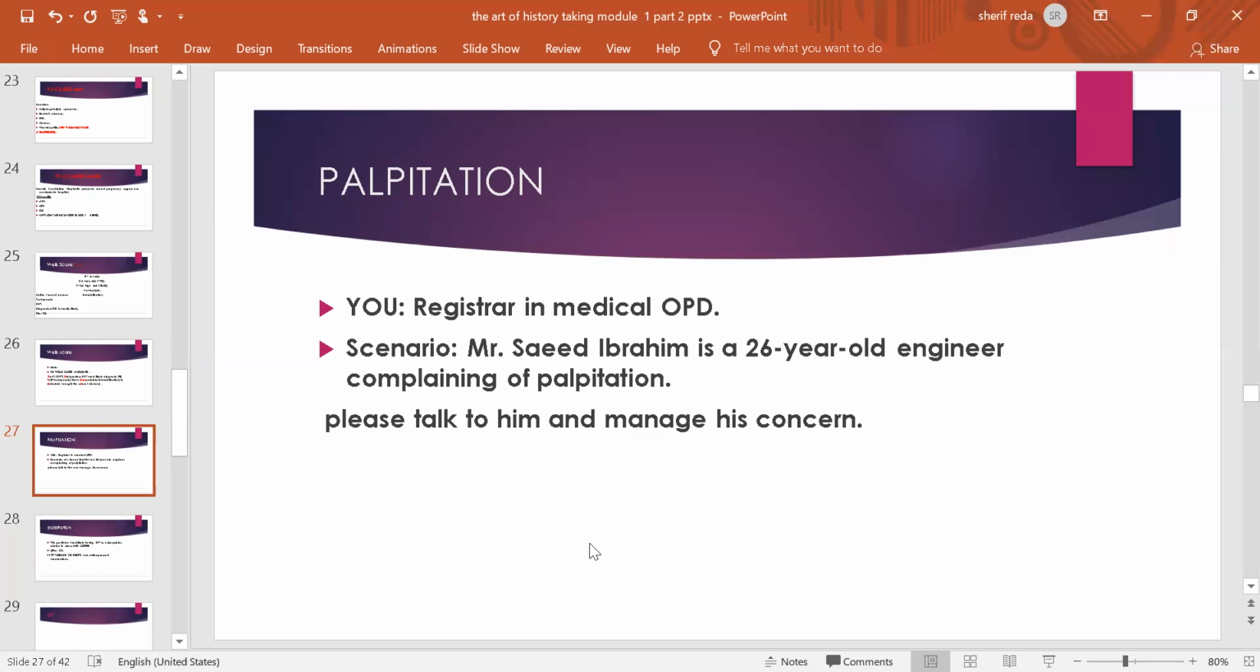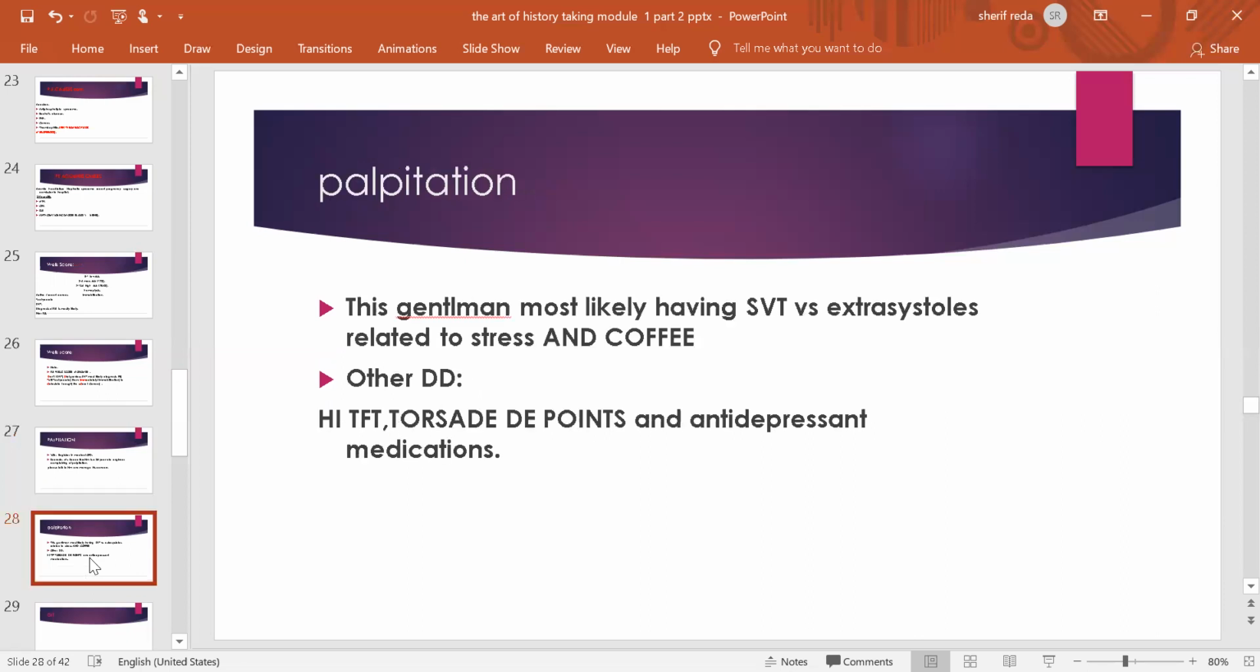So you are a registrar in the medical OPD. Mr. Saeed Ibrahim is a 26-year-old engineer complaining of palpitation. Please talk to him and manage his concern. So this is a case of palpitation or awareness of heartbeats. From the discussion of this case, during history taking, this gentleman was found to have extrasystoles, most likely related to stress and coffee.